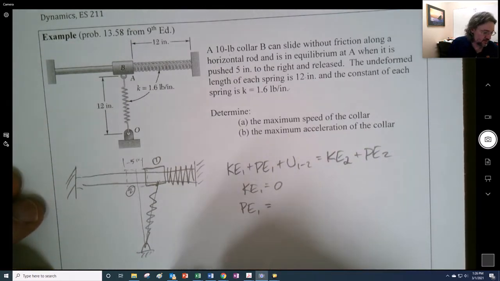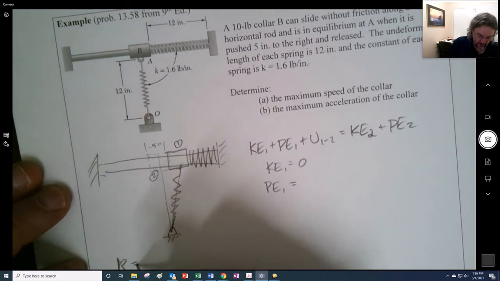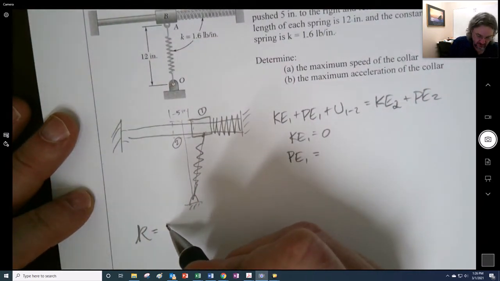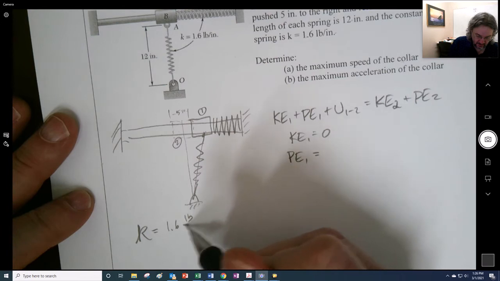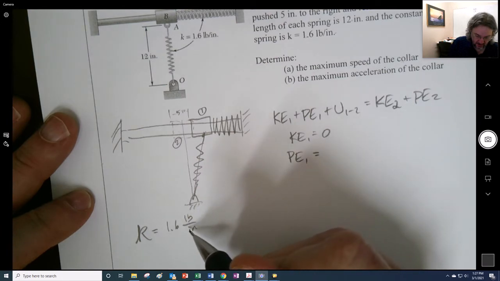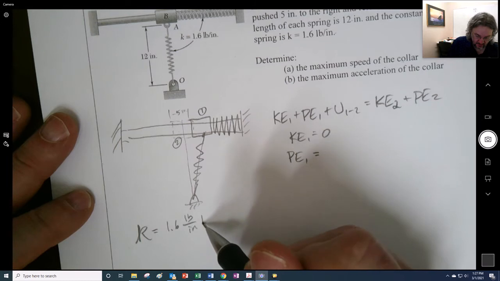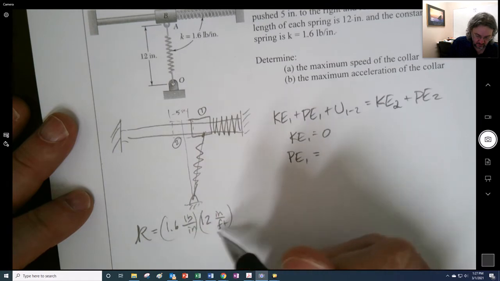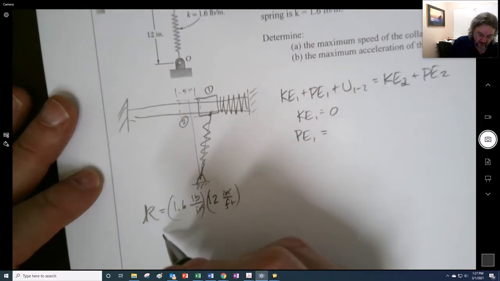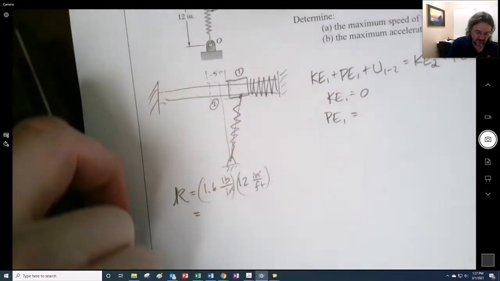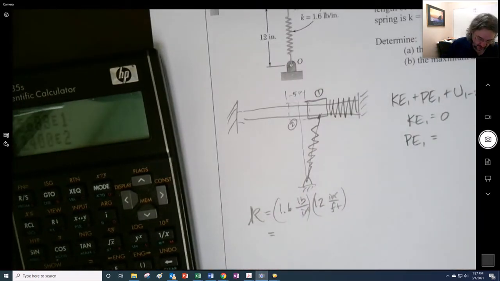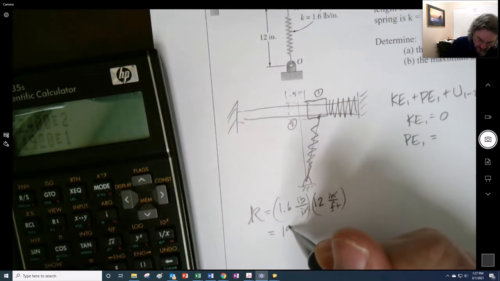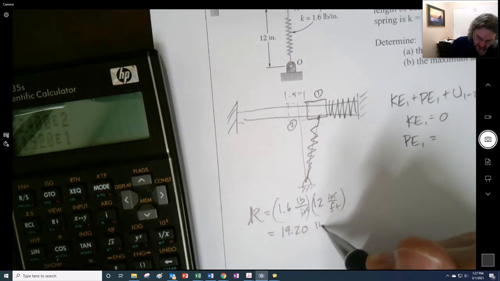Now, I think I want to convert my K right here into pounds per foot. Just a good practice. We have 1.6 pounds per inch. Now, I need to get that in pounds per foot. Now, I know that I have 12 inches per foot, right? So the inches cancel out. So that's going to get me a spring rate that's going to be useful to me right here. So I'm going to go 1.6 times 12, and I'm going to get 19.20, and that's pounds per foot.